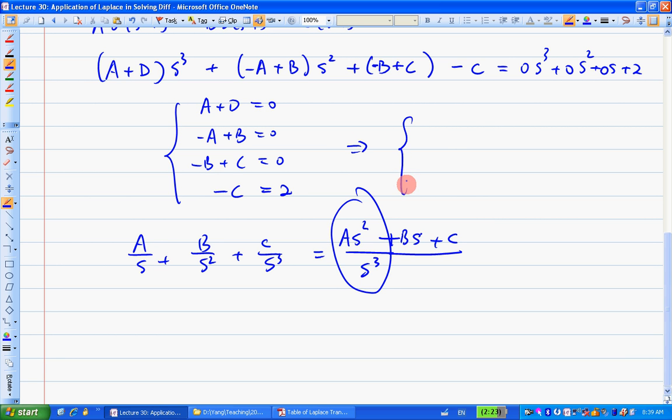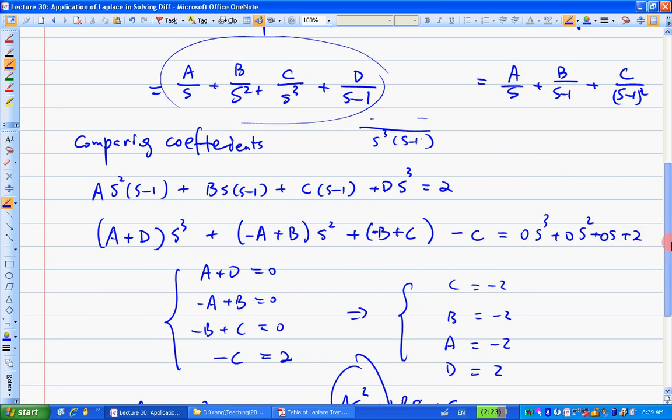Okay, so I think this is very easy. So c is negative 2, and b is negative 2 again, and a is also negative 2, and d will be 2. Okay, so plugging everything in, you got your decomposed fraction.